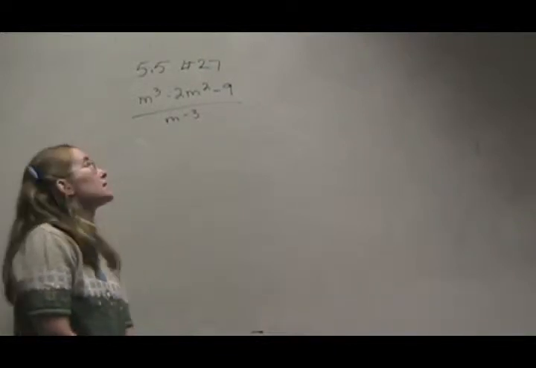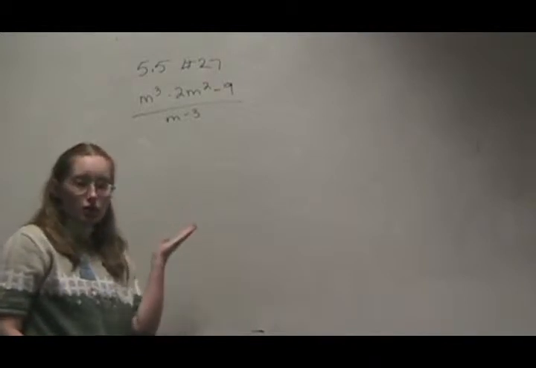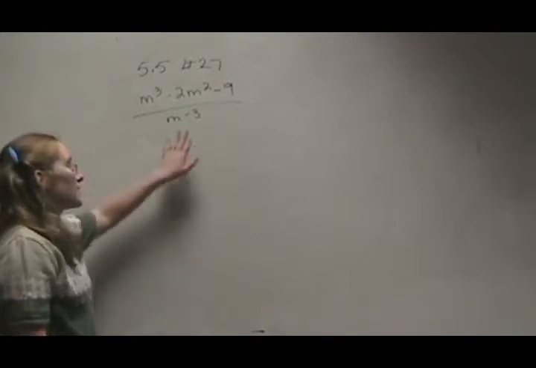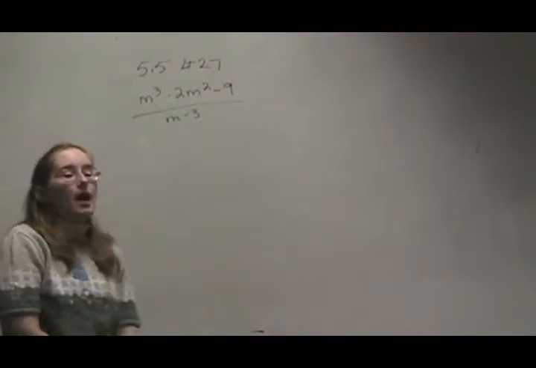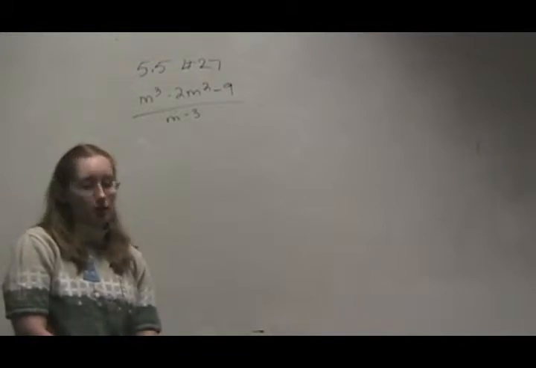Number 27 in section 5.5. We've been asked to divide these two expressions. Now, since I have a binomial in the bottom, I can't just use the divide and conquer method. I'm going to have to use long division.